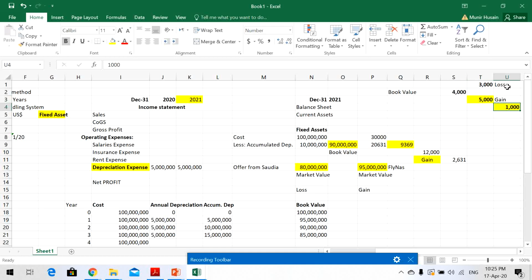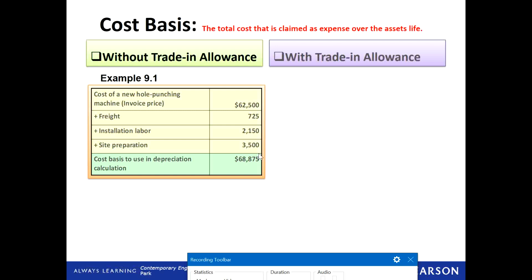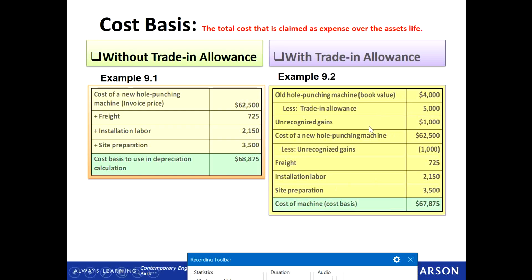If we have the other case, we will have a loss. Now what we need to look at is how much you are going to pay. You are going to pay them a lesser amount. Now what will be the cost of the new machine? This is the old book value, with a trade-in allowance of 5,000. So we have an unrecognized gain, as I explained in that Excel file. The unrecognized gain is 1,000.